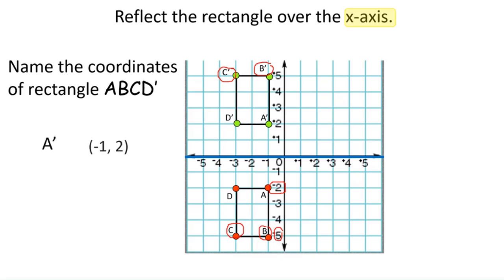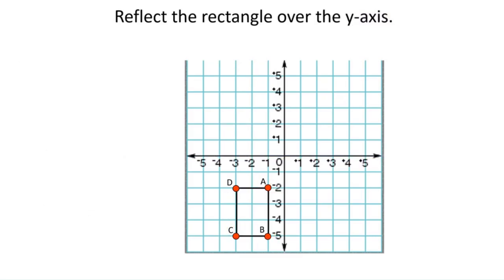So now let's do our new coordinates. A prime is now at -1, 2. B prime is at -1, 5. C prime is at -3, 2. I'm sorry, -3, 5. And D prime is at -3, 2.